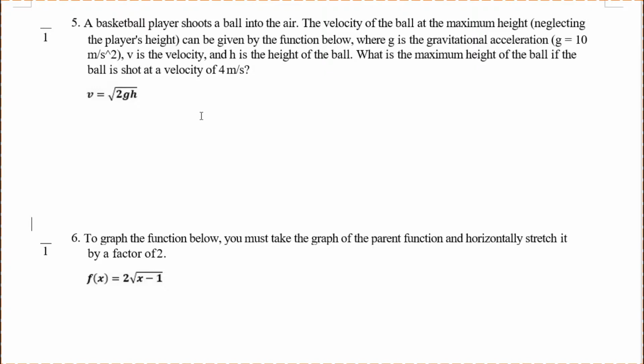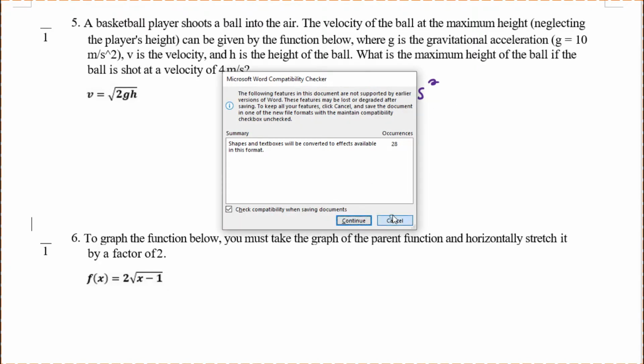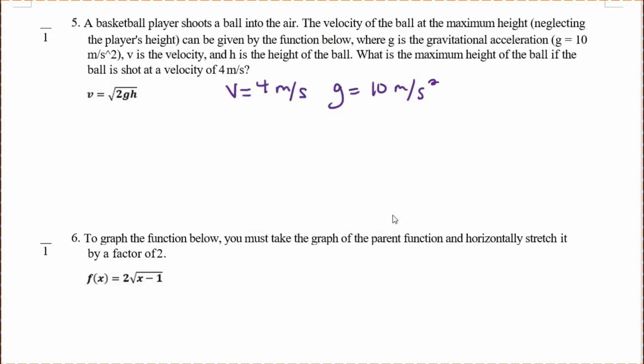V is the velocity, and h is the height of the ball. What is the maximum height of the ball if the ball is shot at a velocity of 4 meters per second? So we know that the velocity is 4 meters per second. We know that g is 10 meters per second squared, and these are just units, okay? So don't worry about the units too much. That's all we need. So we're going to plug in the numbers.